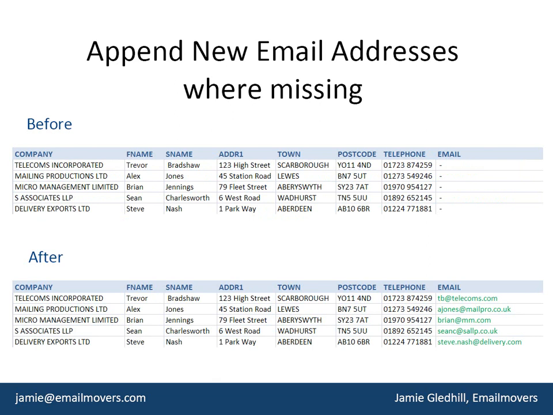This is just basically appending new email addresses where the information is missing completely. So there you've got a number of companies where you've got a good forename and a surname: Trevor Bradshaw there at the top, Alex Jones, Brian Jennings, Sean Charlesworth and Steve Nash. Afterwards we simply match it up to the database. It will look like we've got 100% fill on that, so that's not too bad. TB, A Jones, Brian at mm.com, Sean C, and Steve.Nash. So we'll already have those email addresses there, and that's just a simple match and append process.